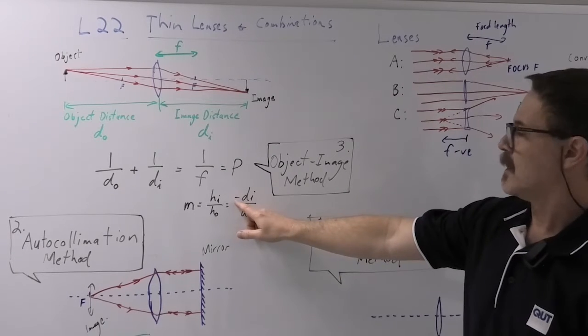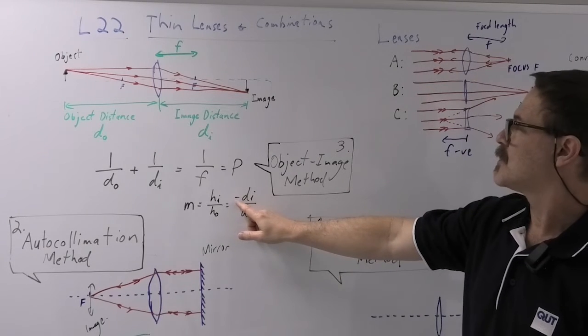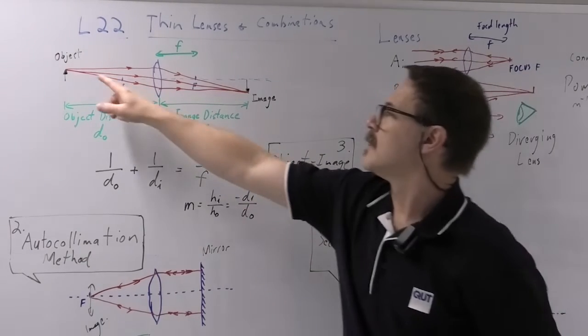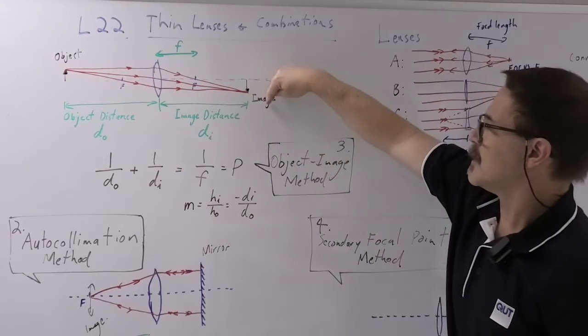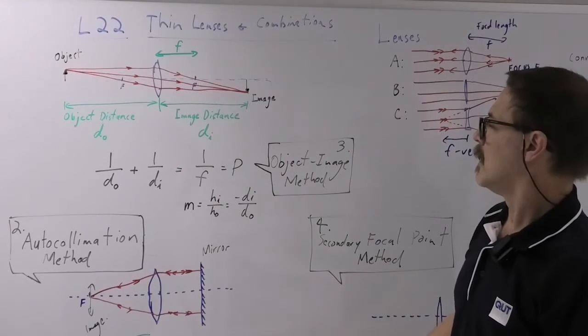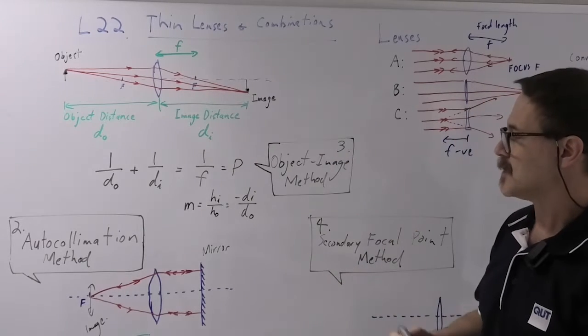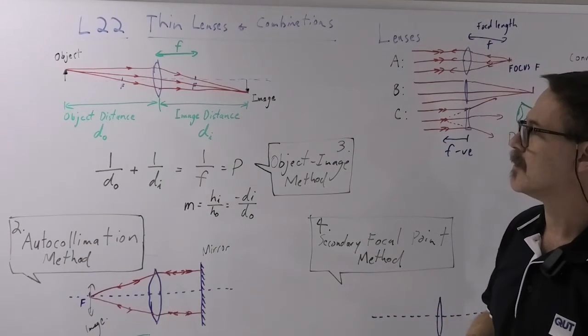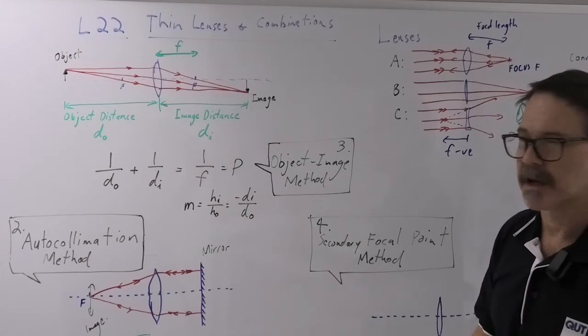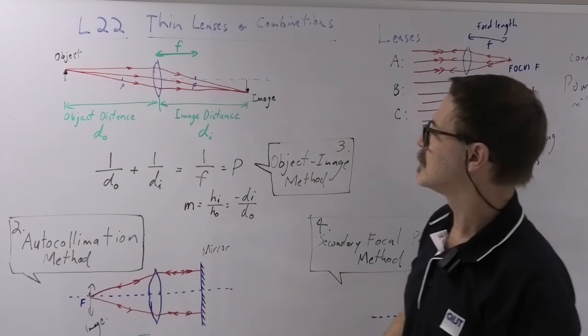The negative sign is to take account of the sign convention. Because the image has been turned upside down, then we'd expect that to be a negative magnification. If m is negative, it's an inverted image. There's a bit of explanation of that in the lab manual notes.